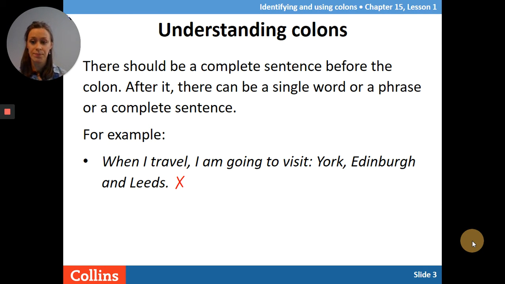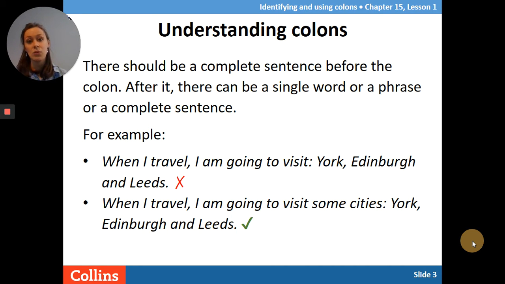For example, when I travel, I am going to visit: York, Edinburgh and Leeds. What's wrong here? Well, before the colon, there's actually only a phrase. In fact, just an intention. It doesn't finish the sentence. When I travel, I am going to visit. Visit where? So how could we correct this?